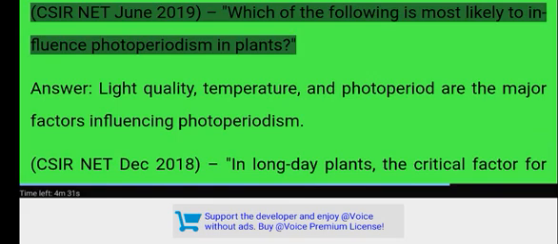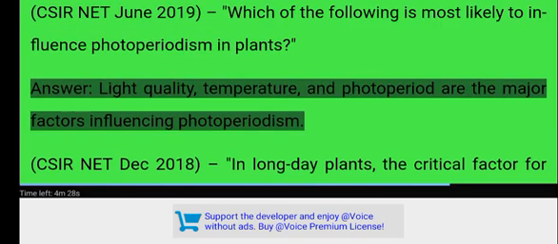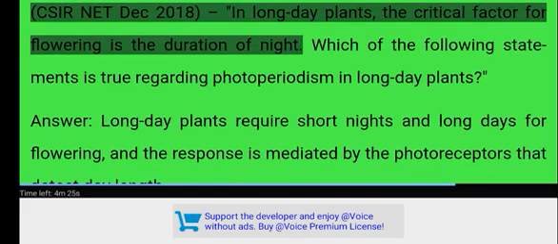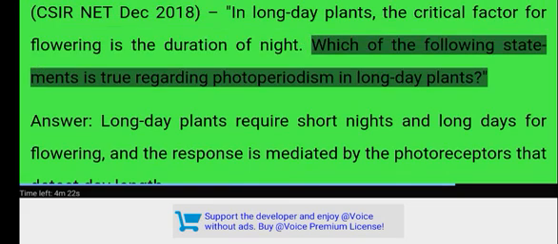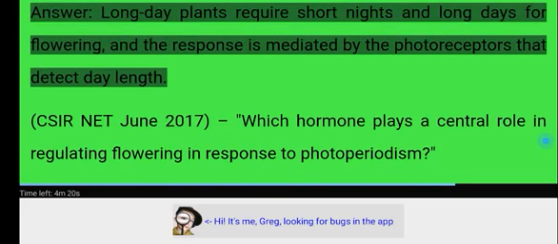CSIR NET June 2019: which of the following is most likely to influence photoperiodism in plants? Answer: light quality, temperature, and photoperiod are the major factors influencing photoperiodism. CSIR NET 2018: in long day plants, the critical factor for flowering is the duration of night. Which of the following statements is true regarding photoperiodism in long day plants? Answer: long day plants require short nights and long days for flowering, and the response is mediated by the photoreceptors that detect day length.